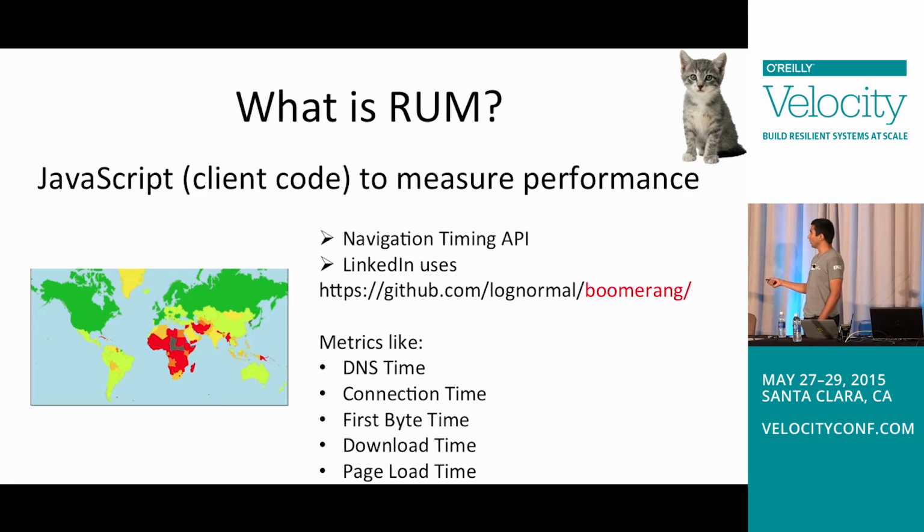And LinkedIn is using an open source, awesome RUM library called Boomerang. Philip Tellis is somewhere around here. Hat tip to him. It's open source and free to use. You guys can use it also. RUM is how you get a map like that. RUM is how you know the performance of your app or website across the world. You can get interesting metrics like DNS time, connection time, first byte, download, page load, and so on. This was your crash course on RUM. I'm not going to go into more detail, but that's good enough for our talk today.